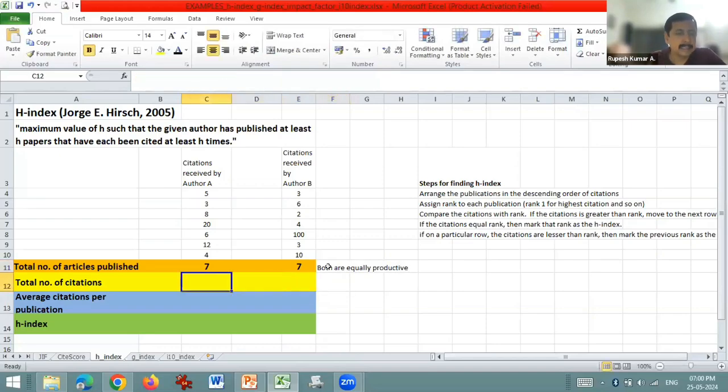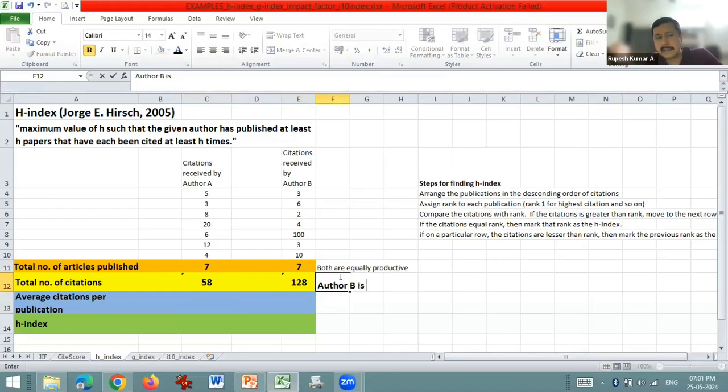Now let us find out the total number of citations received by these two authors for all their publications. So I'm going to sum the citations. Author A, for 7 articles published by him, has received 58 citations. Let's see the same for author B. Author B has received 128 citations. So if you base your evaluation of authors on total number of citations, then you can easily say that author B is more impactful, if you stop your evaluation at this stage itself.